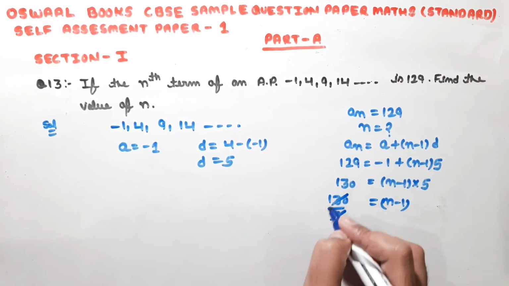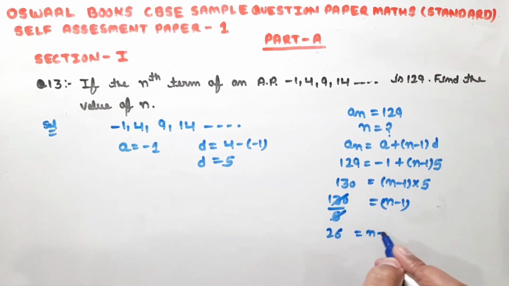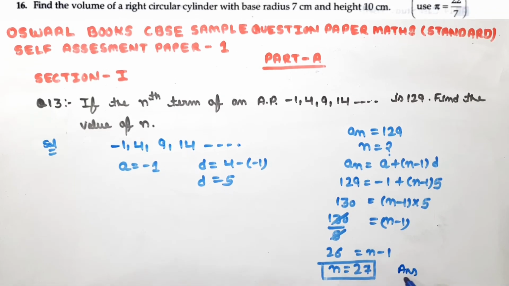This will be cancelled out, 26 equals n minus 1. So from here n will be equal to 27. So the value of n is 27. This means the 27th term of this AP will be 129. This is our answer.